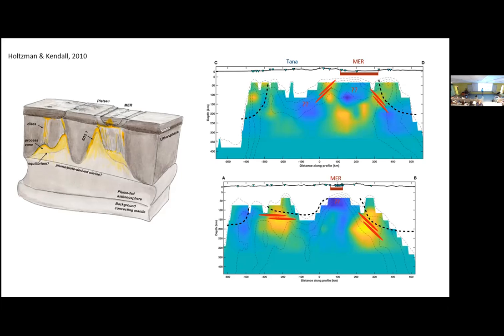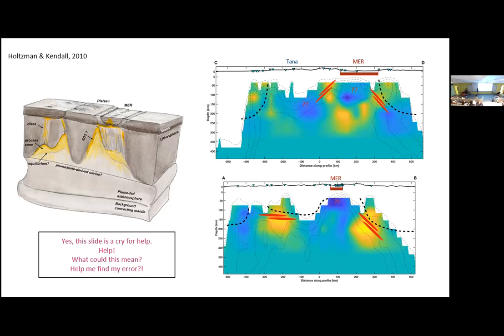But I'm extremely dissatisfied with the question marks here. So this slide, as it says, is a cry for help, right? If you have ideas, I would be really, really grateful for your thoughts on this.